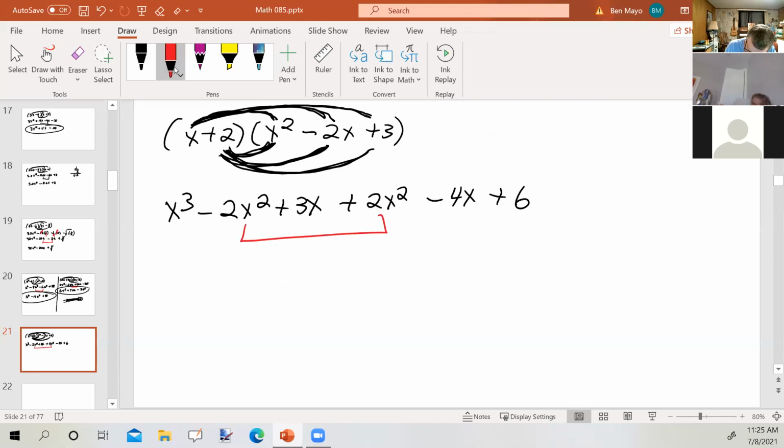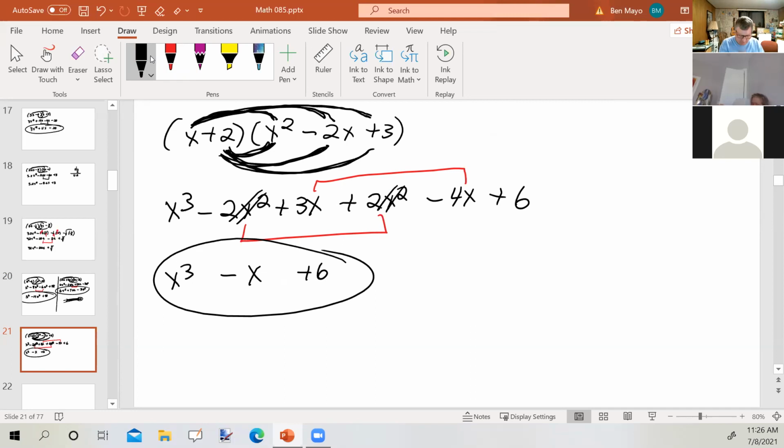These are like terms and those are like terms. So I've got x cubed minus 2x squared plus 2x squared. Those are just going to cancel out. Plus 3x minus 4x would be minus 1x. And remember, I'm not going to put that implied coefficient there. It isn't wrong, but WebAssign doesn't recognize it. And then finally, plus 6.